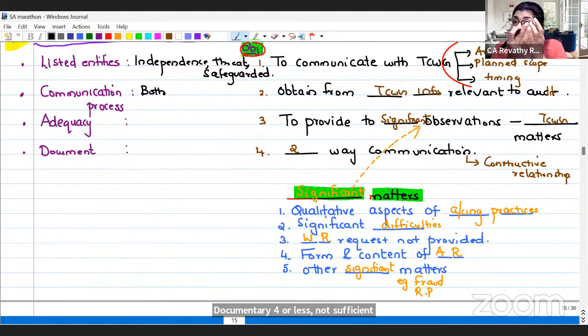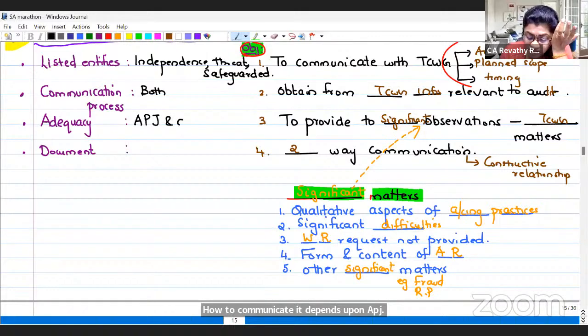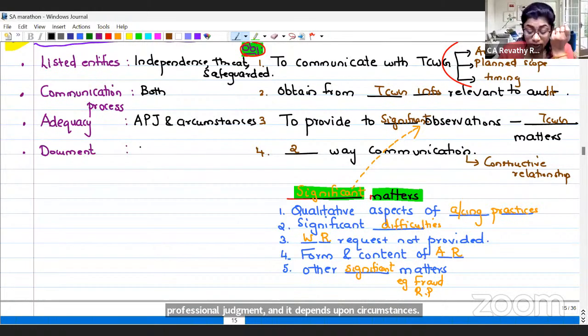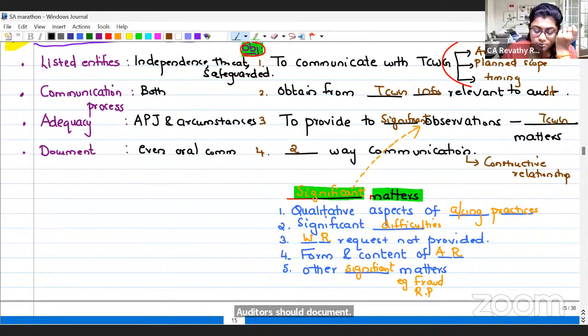Now, how to communicate? It depends upon APJ. Of course, Abdul Kalam sir, but still, auditor's professional judgment and it depends upon circumstances. Auditor should document even oral communication. SA 260 has a link to SA 701 and SA 700.